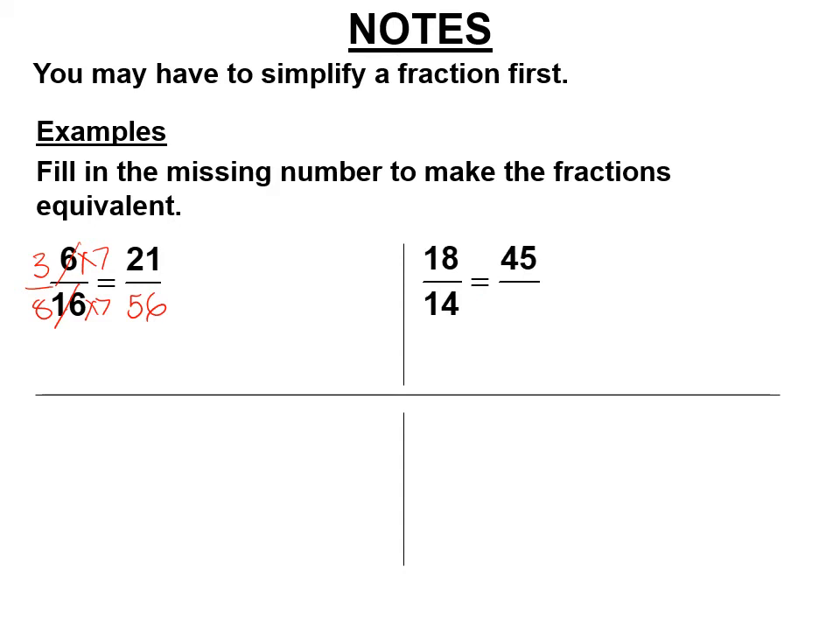All right, 18 times, I don't think so, but I can simplify this. 18 divided by 2 is 9, and 14 divided by 2 is 7. So that simplifies to 9 7ths. Oh, 9 times 5 is 45, so 7 times 5 is 35.